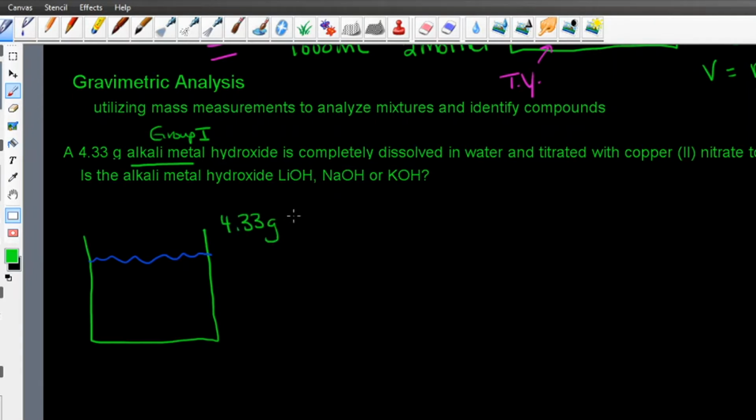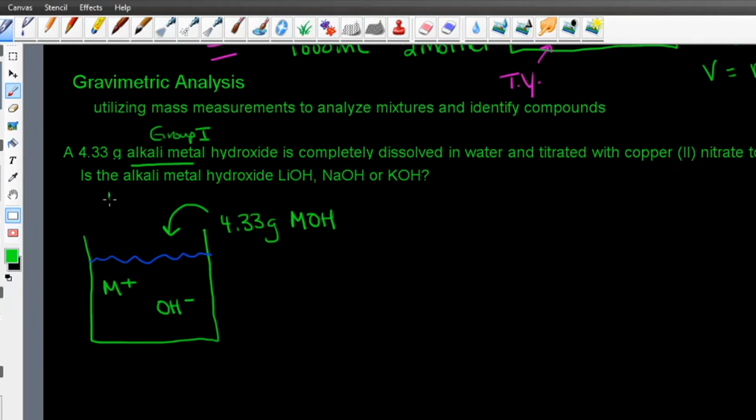4.33 grams of some unknown metal hydroxide. Okay, so this is going to go in here, and I'm obviously going to end up with a bunch of M+ and OH- ions floating around. Then the problem says that I titrate this sample.